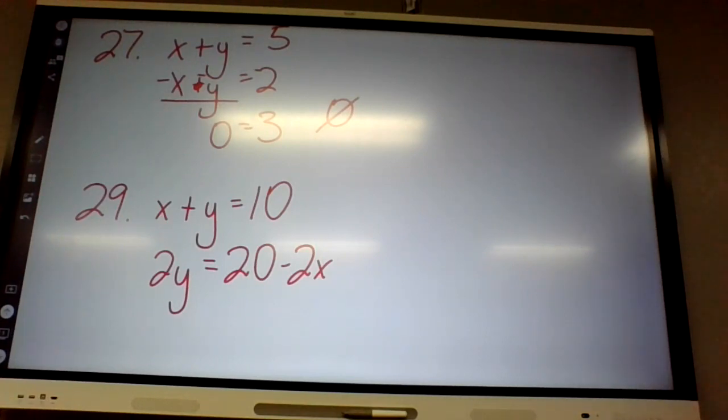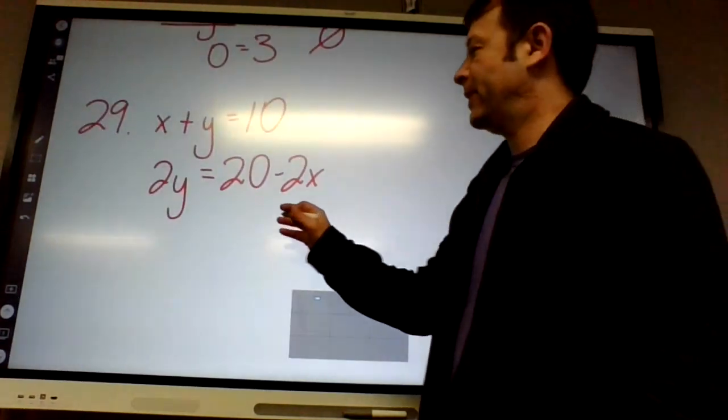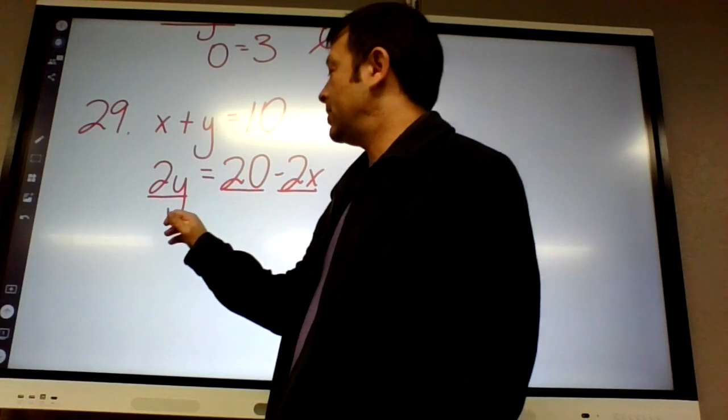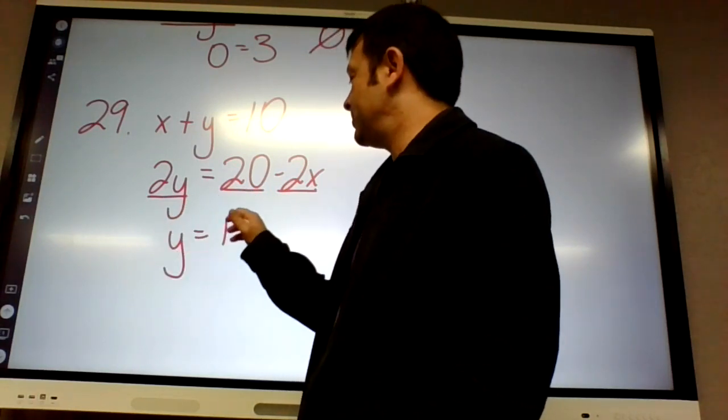All right. Any ideas? What do you guys think? There's a couple ways we can do it. Elimination. Substitution. Well, what specifically should I do though? Subtract the x. Okay, that's one thing we could do. If we divide the bottom by 2, that would work out pretty nicely, right? Yeah. It'd be y equals 10 minus x.